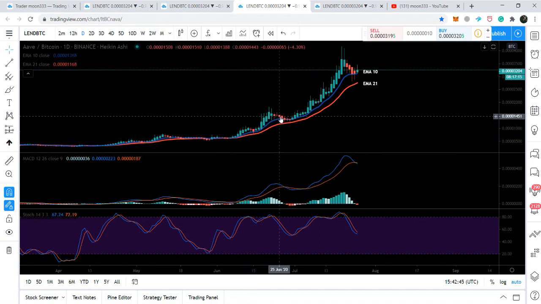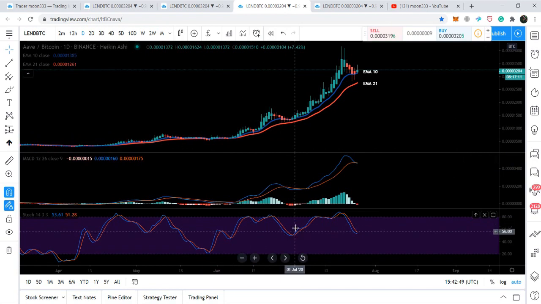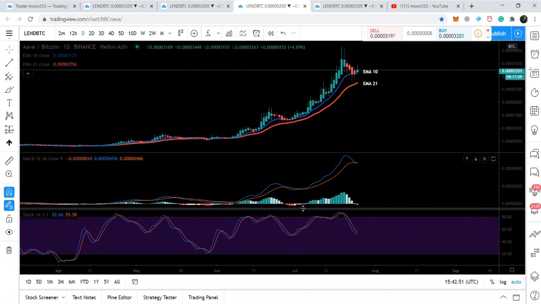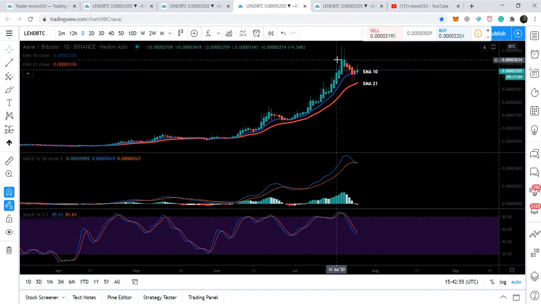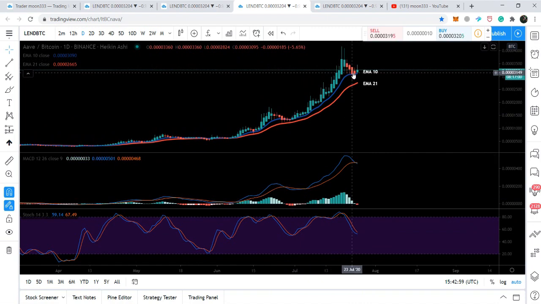It reached this support, and we received the stochastic bull cross, and this MACD was turned weak bearish from strong bearish, and it moved up. At this time, the price action is again at the support of EMA 10 and EMA 21, and we have received a bear cross by the stochastic. At this time, it is likely to move up. This blue line is likely to move up and form the bull cross with this red line.